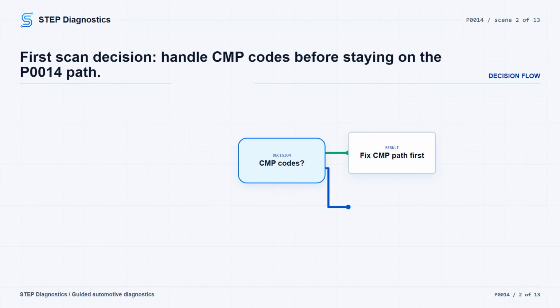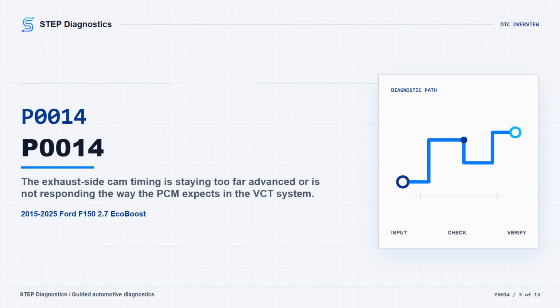The broad fault areas can include oil flow or oil pressure, cam timing and VCT alignment, the phaser, the VCT solenoid, or interference issues. Start this one as a command versus response diagnosis, not as a parts call. With the ignition on, check for VCT-related codes and pay attention to any cam position sensor codes first. If CMP sensor codes are present, handle those before continuing this path. For P0014 without CMP sensor codes, move into the VCT operation check.